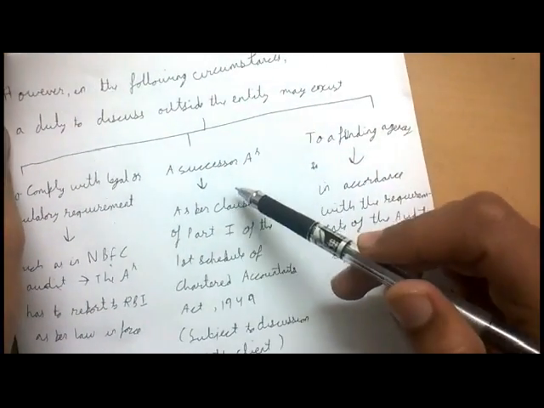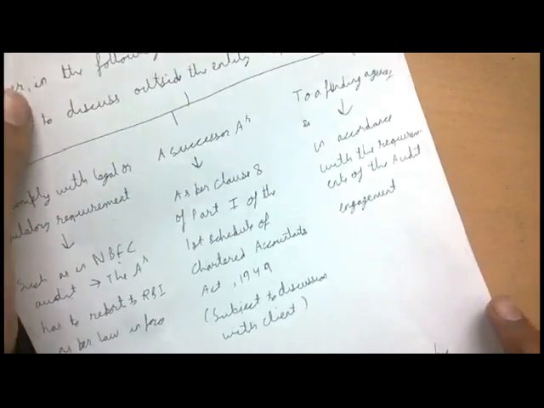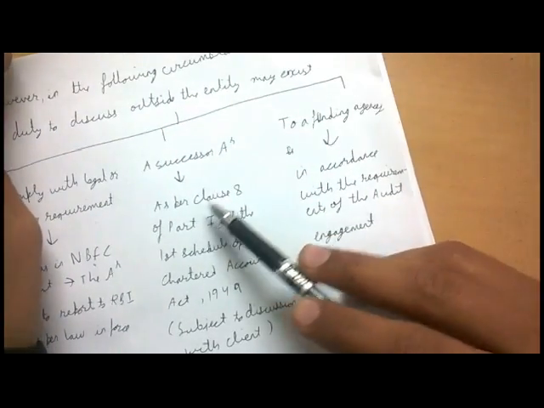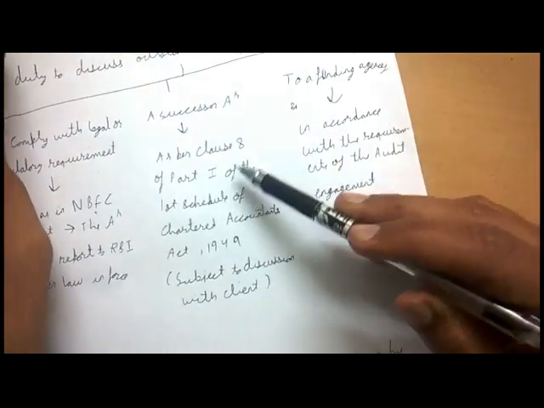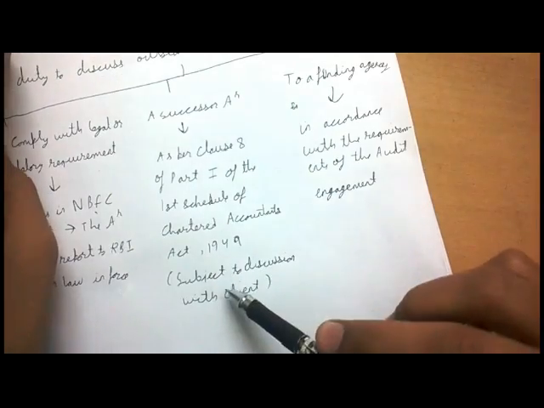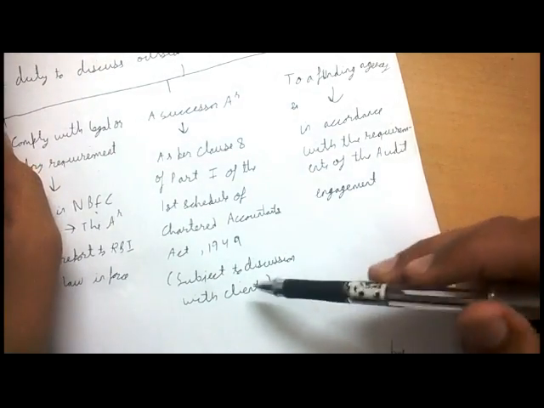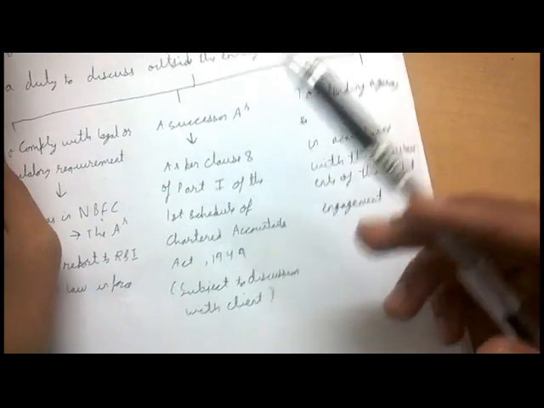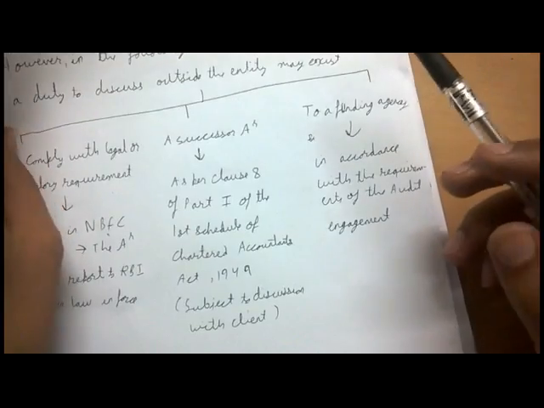He needs to disclose to the successor auditor, which is again other than the management or TCWG. These successor auditors are definitely not part of the management or TCWG. This has been covered under clause 8 of Part 1 of the First Schedule of the Chartered Accountants Act 1949, although there is no requirement to learn this. Subject to discussion with the client, as I told you earlier, in case you need to communicate to the incoming auditor, you need the permission of the client.